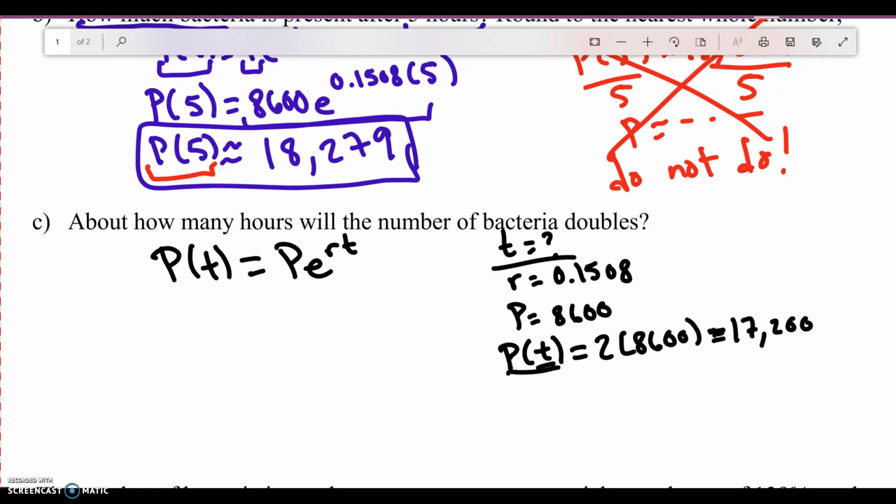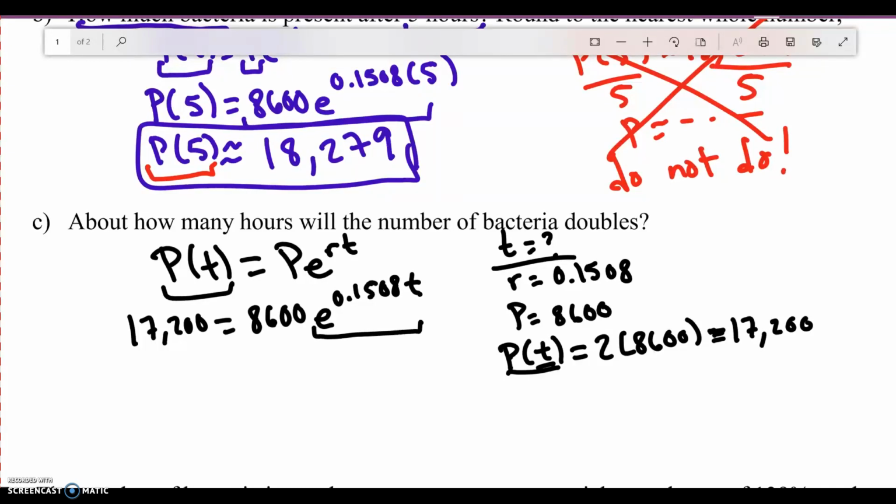Okay, so all we have to figure out is just my time. So P of t is just going to be this 17,200. P initially is just 8,600. Then e to the power of r, that's just 0.1508 times t. And what we have to find is just t. Since t is up in the sky, I need to isolate this exponential. So let's move this 8,600. I'm going to divide by 8,600 on both sides, so this is going to go away. 17,200 divided by 8,600 is just going to give me 2, which is equal to e to the 0.1508 t.